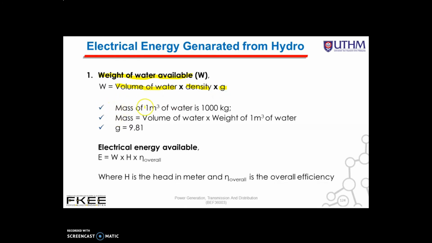These are the important notes. First, the mass of 1 cubic meter of water is 1000 kilograms. So the mass is the volume of water times the mass of 1 cubic meter of water. The gravity is 9.81. This is the formula to calculate the electrical energy available: E equals W times H times the overall efficiency, where H is the head in meters and η overall is the overall efficiency.